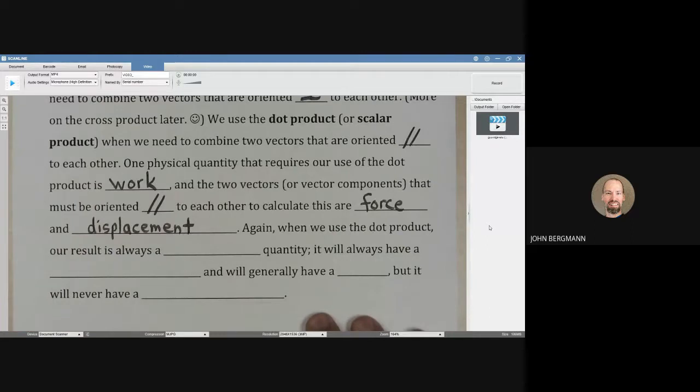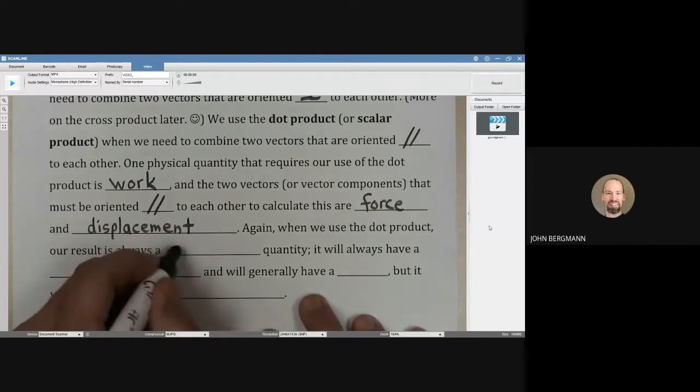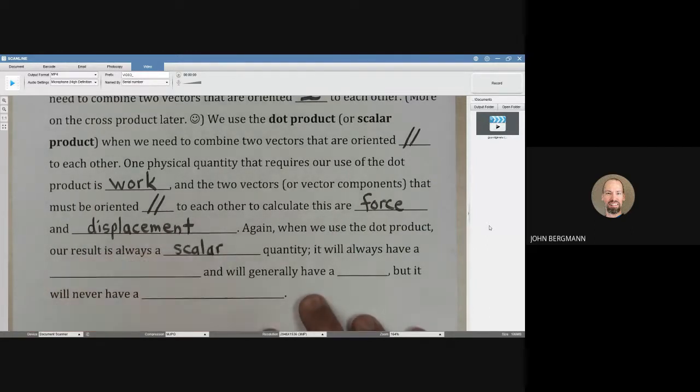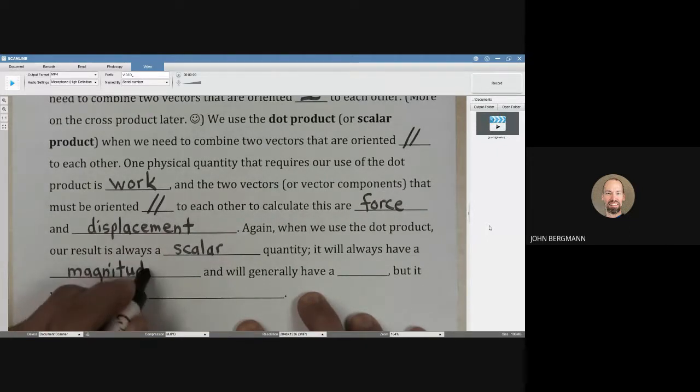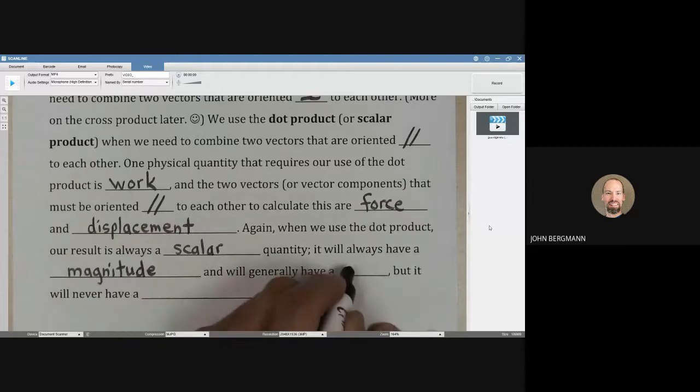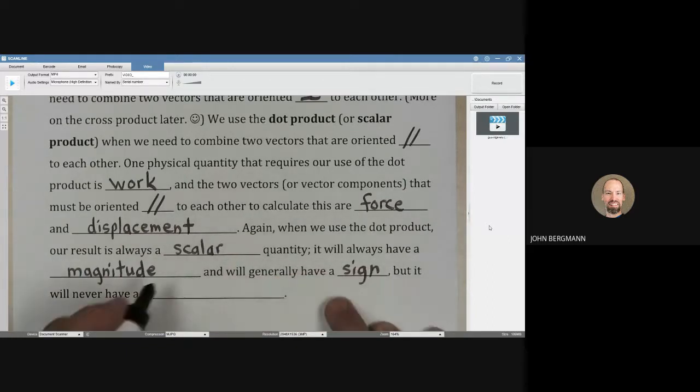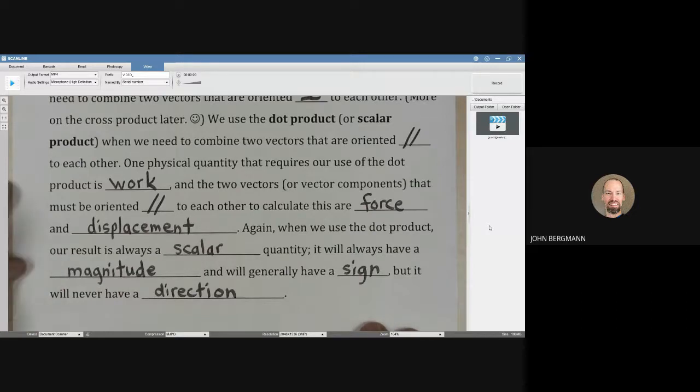Again, when we use the dot product, our result is always a scalar quantity. It will always have a magnitude, which is a number and a unit, and will generally have a sign. Positive, negative, that's fine, but it will never have a direction. Those are the conceptual basics of the scalar product, and we will go into more detail in other videos.